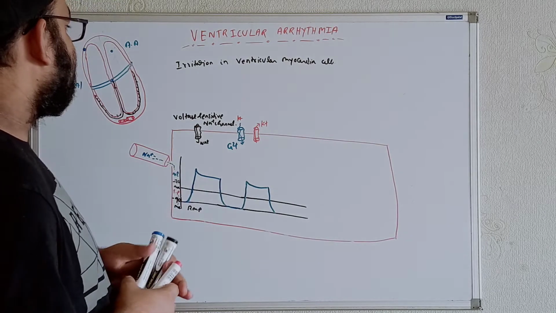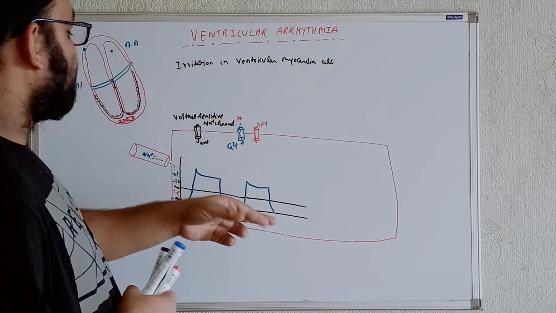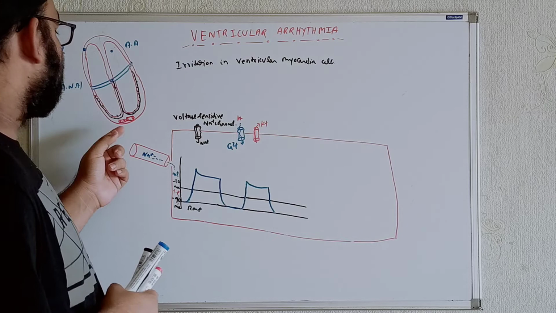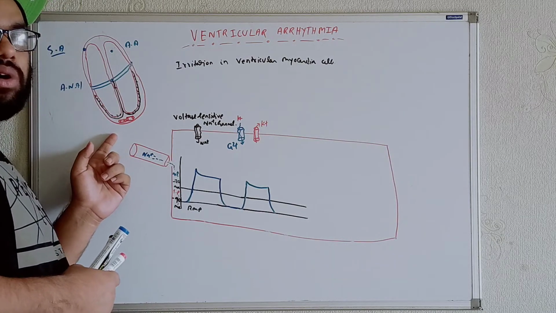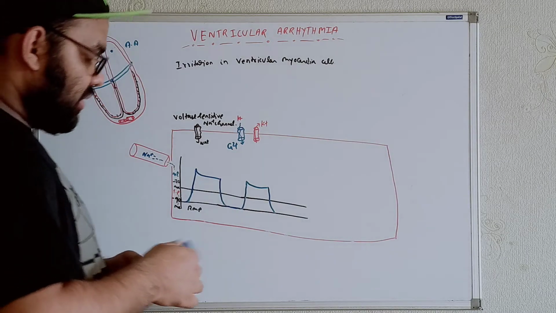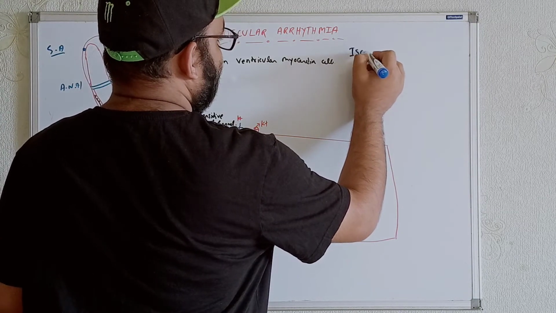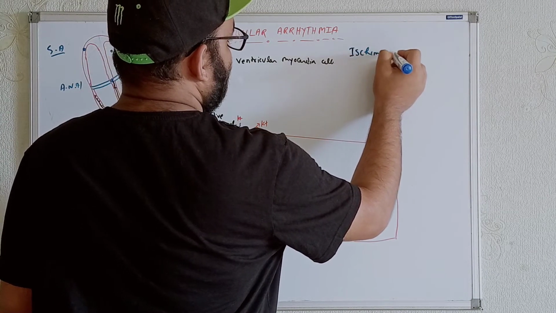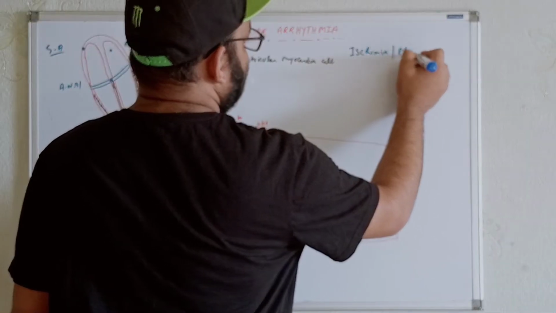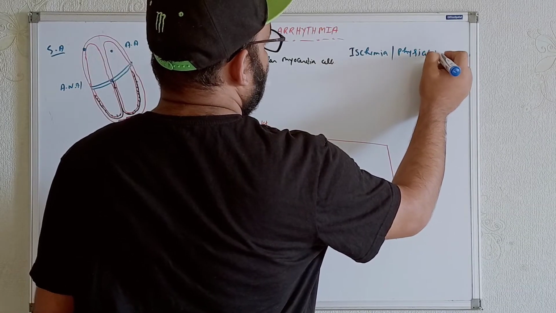Now under pathological conditions, for example, we are getting irritation within the myocardial cells. What could the causes of the irritation be? For example, we are developing ischemia, or we are getting a physical injury within the cell.